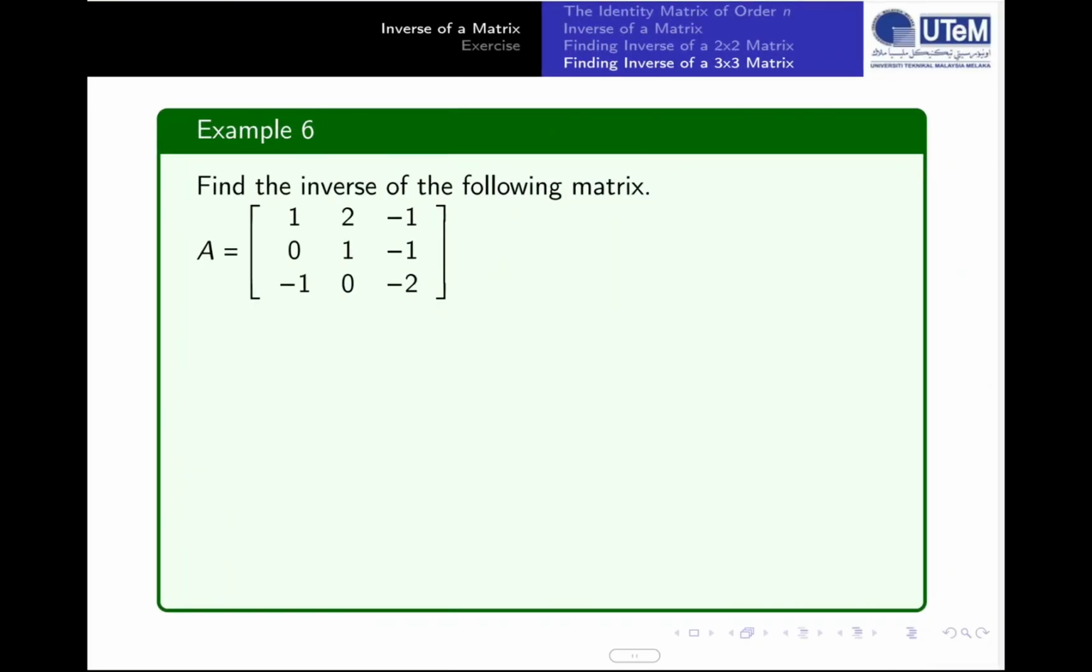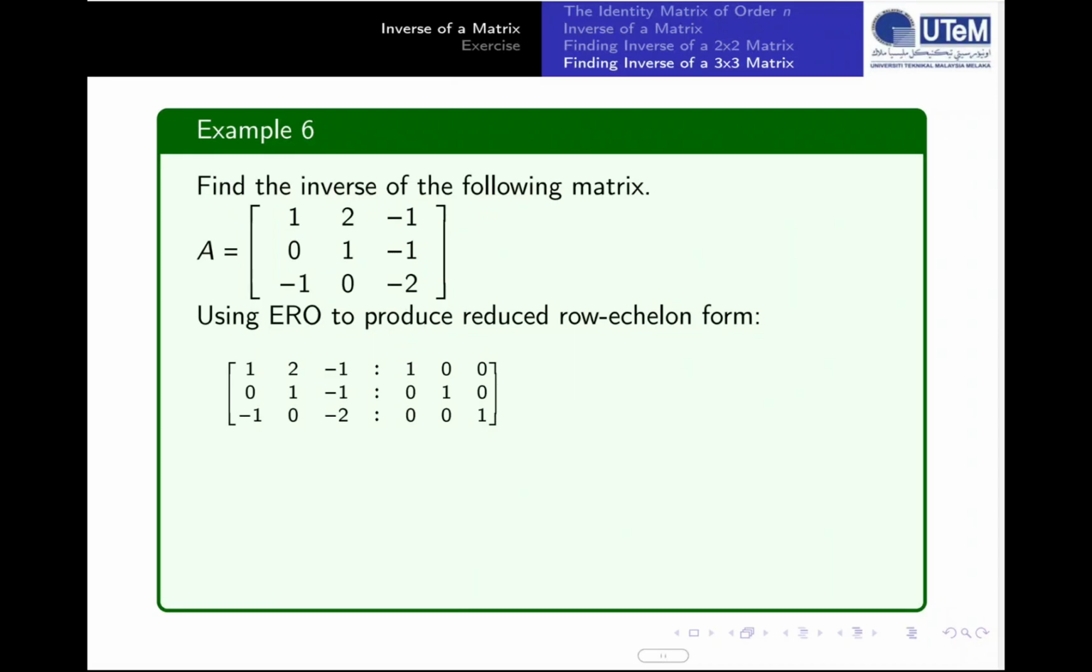Now look at example 6. Find the inverse of the following matrix using elementary row operations. Also the same thing: we need to write it in terms of an augmented matrix, where the right hand side is an identity matrix. So now this value is already 0. So we need to change -1 to become 0. So we can use this with row 1.